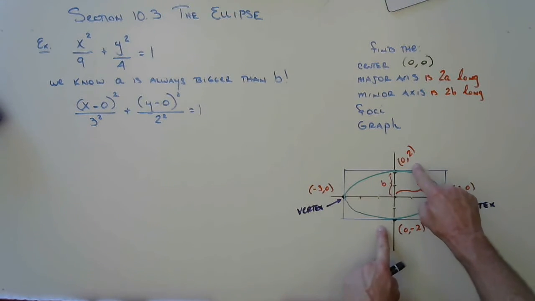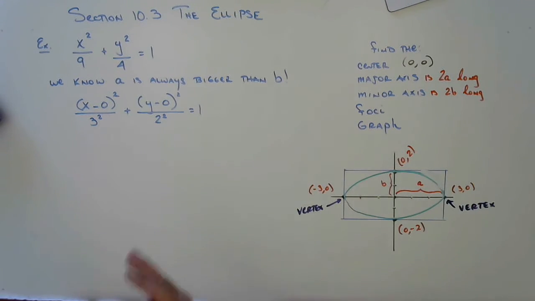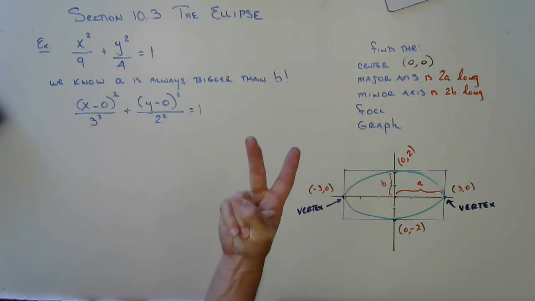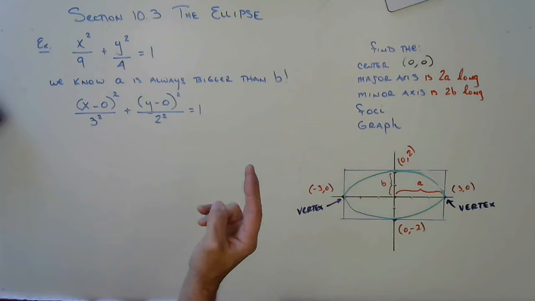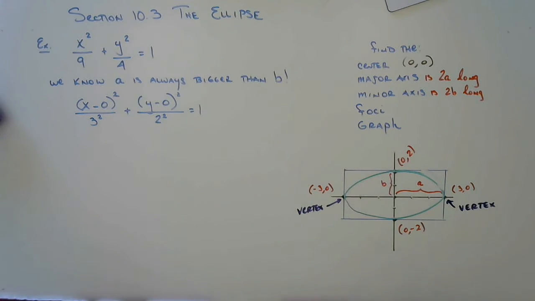These points over here, they don't have a name. Don't name those. There's not 4 vertices, there are 2 vertices. 2, not 4, just 2. On tests and quizzes, people write down 4 vertices all the time. Don't be that kid. Don't be that person.